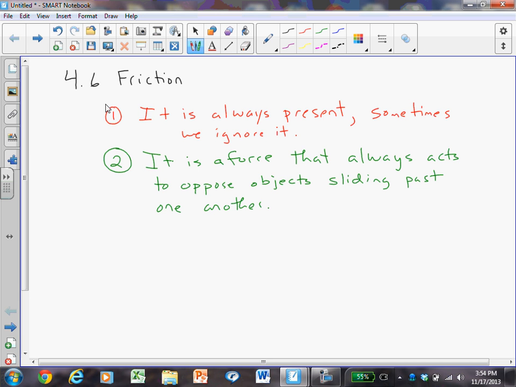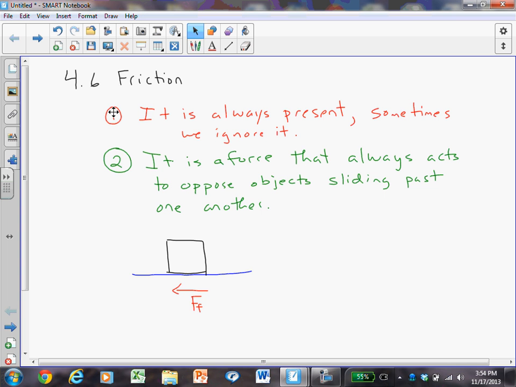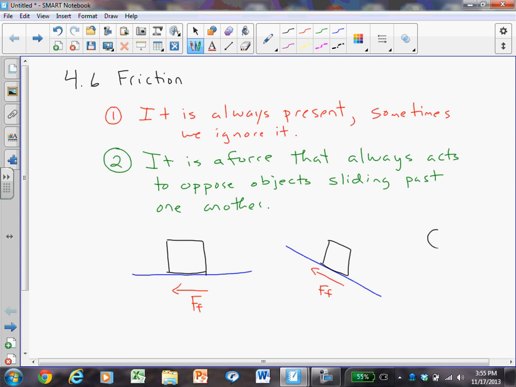So it's always opposite in direction of motion. So if you have a block sliding on a road, the friction force would be that way against its motion. If you have a block going down a ramp, the friction force is up the ramp against its motion. If you have a ball falling through the air, the friction force is up against the motion of its fall.